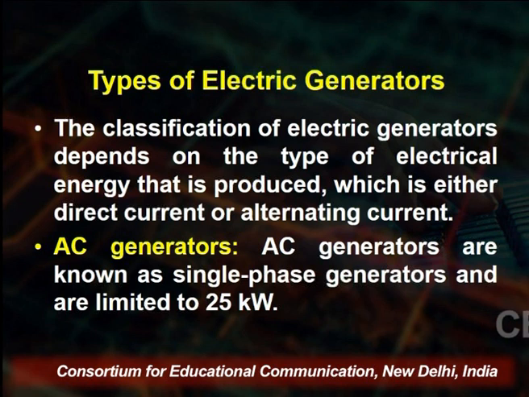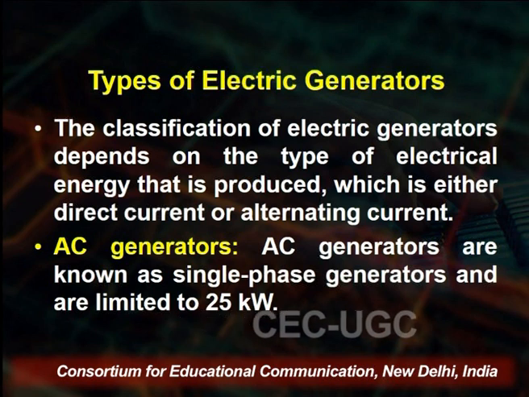First is the AC generator. AC generators are known as single phase generators and are limited to 25 kilowatts. And second is the DC generator. These generators are divided into three categories: shunt, series, and compound wound. Shunt generators are used in battery chargers, series generators are used in street lights, while most of the DC generators are compound wound.